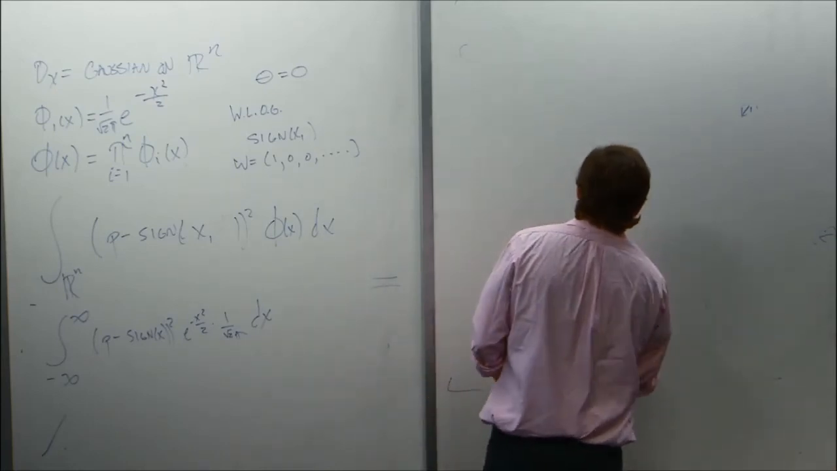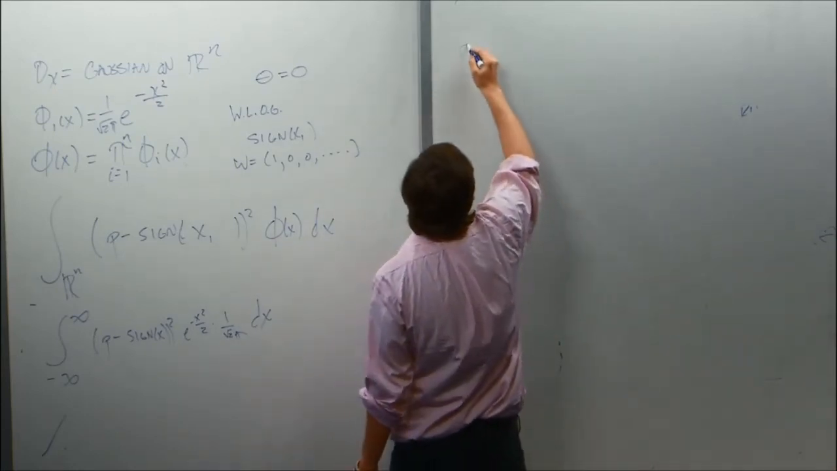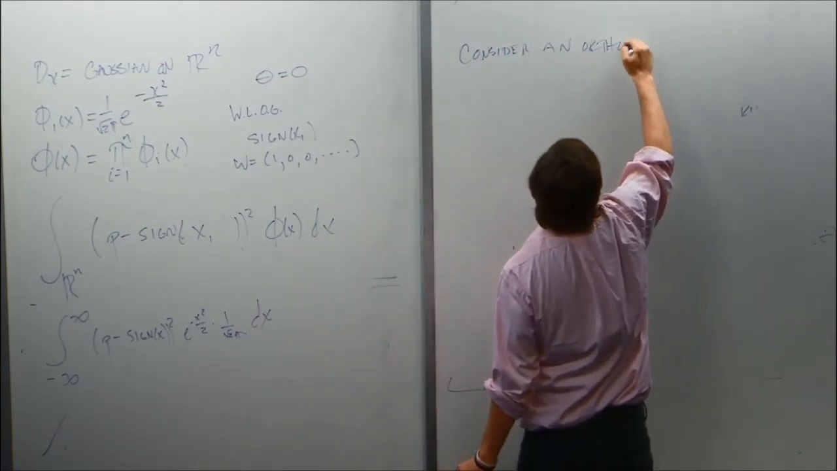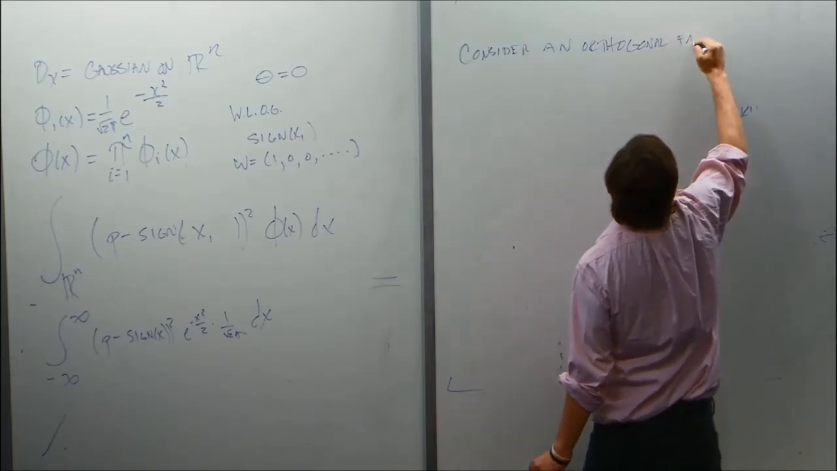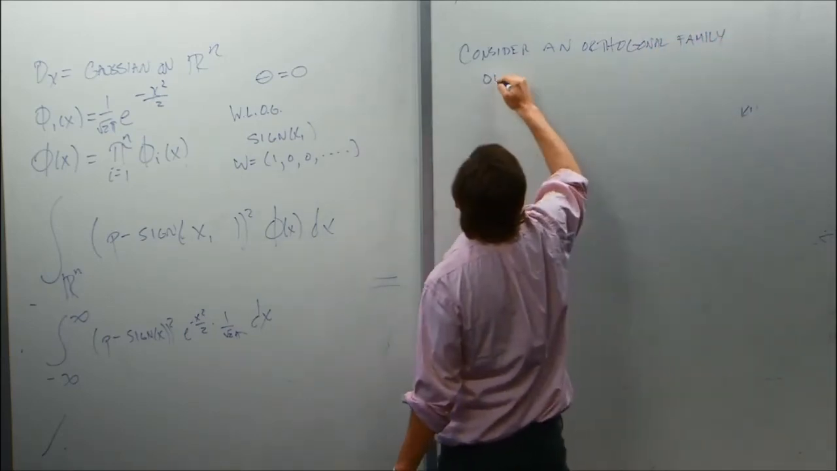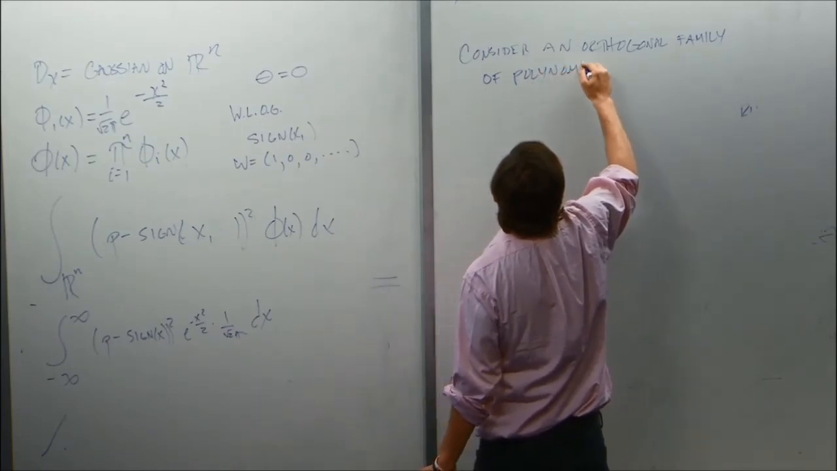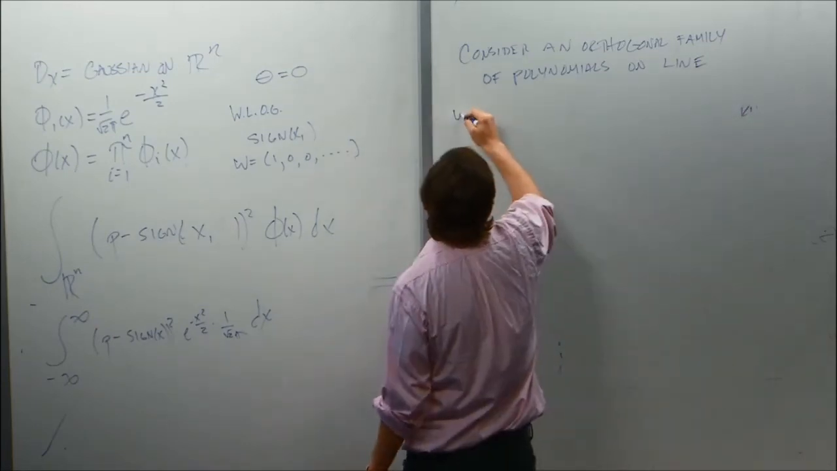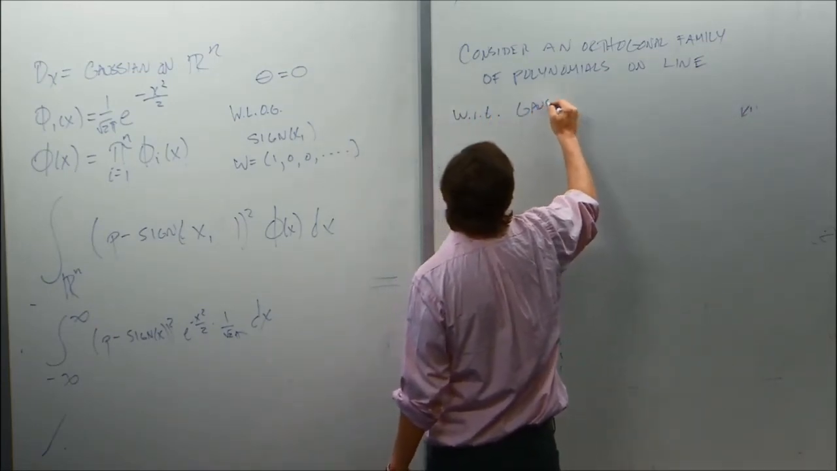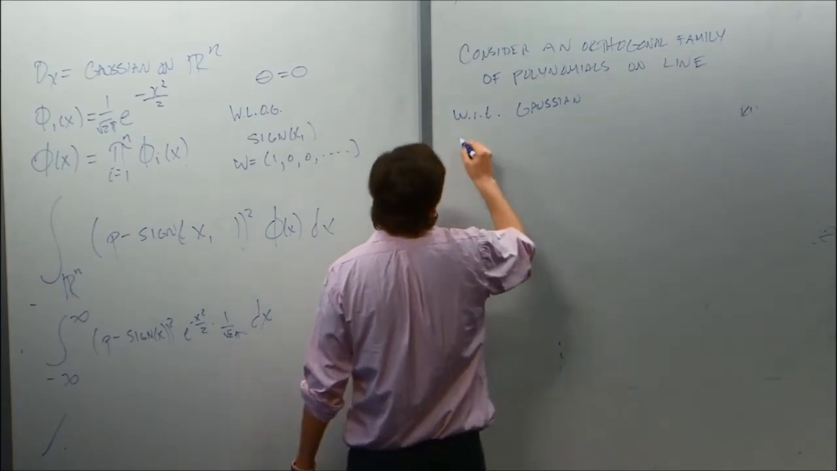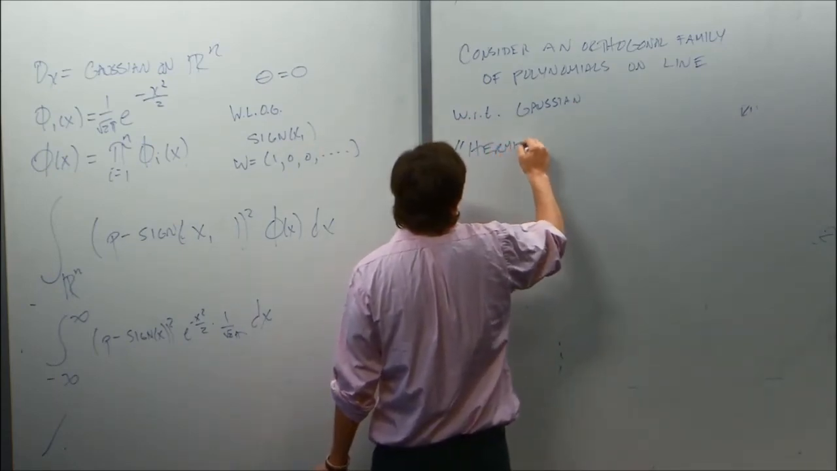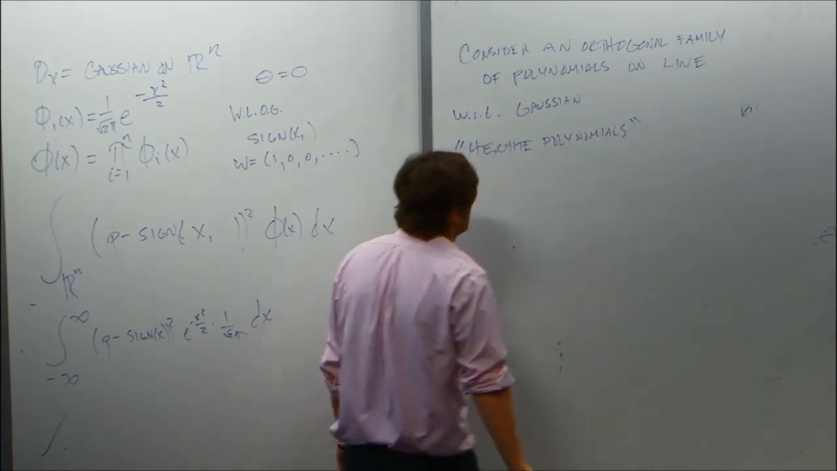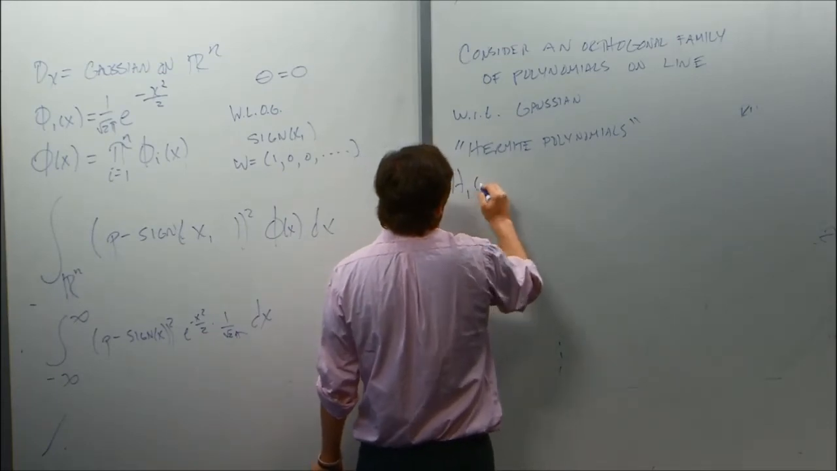the obvious thing you want to do is to consider an orthogonal family of polynomials on the line with respect to the Gaussian. And these are called the Hermite polynomials. They're very, very well studied in classical approximation theory. And they're a sequence of univariate polynomials.